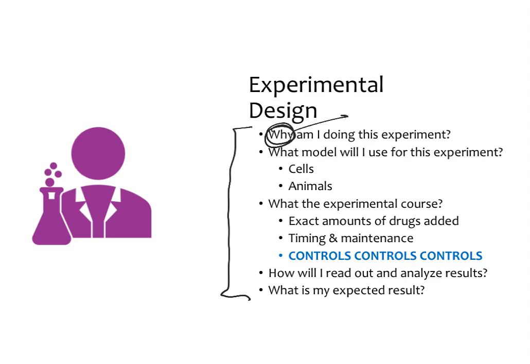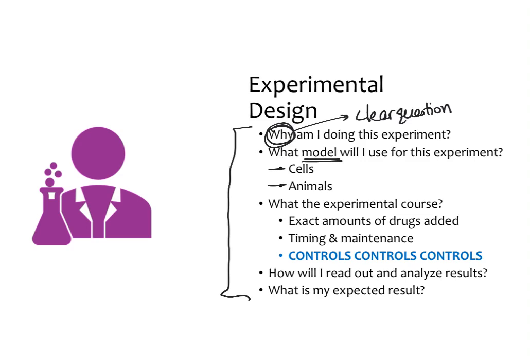So you should have a clear question that clearly states what you're trying to find out and what you think you're going to find out from this experiment. The next thing you want to know is what model you're going to be using. Are you going to go with cells? Are you going to go with animals? And if cells, which cells, which animals, exactly how are you going to do this? That's another really important thing.